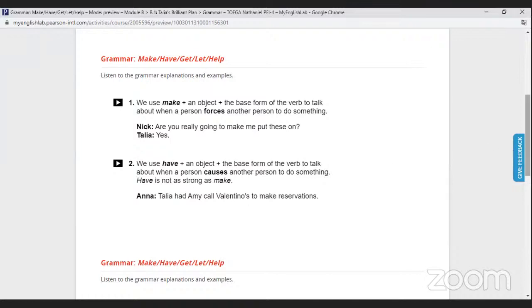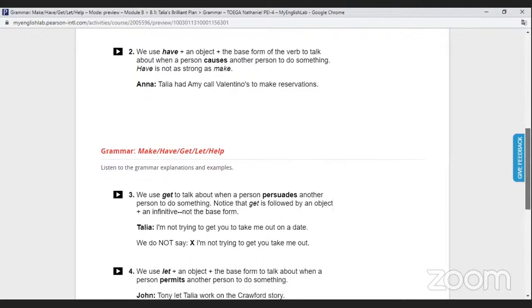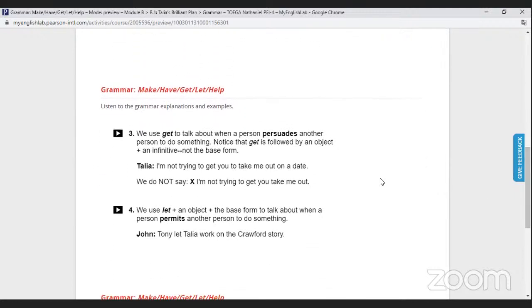Now we're going to see more in this part with get. Also the same happened with get. Get or gets, or in the past with got. Okay, so another example, please, with this. He's trying to get you to buy those shoes. Yeah, very good.